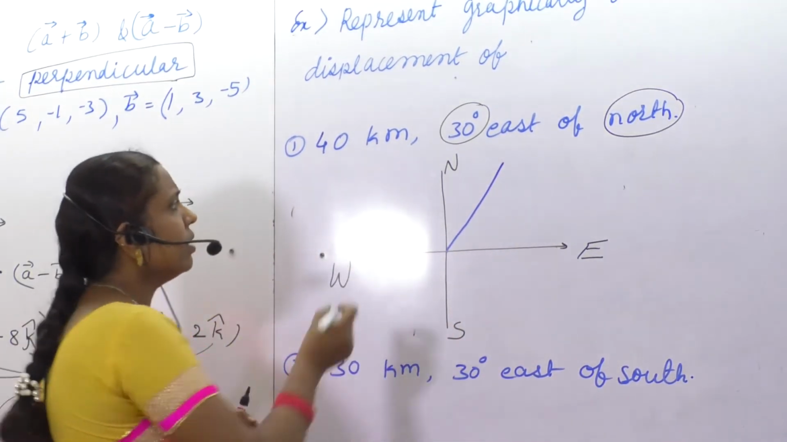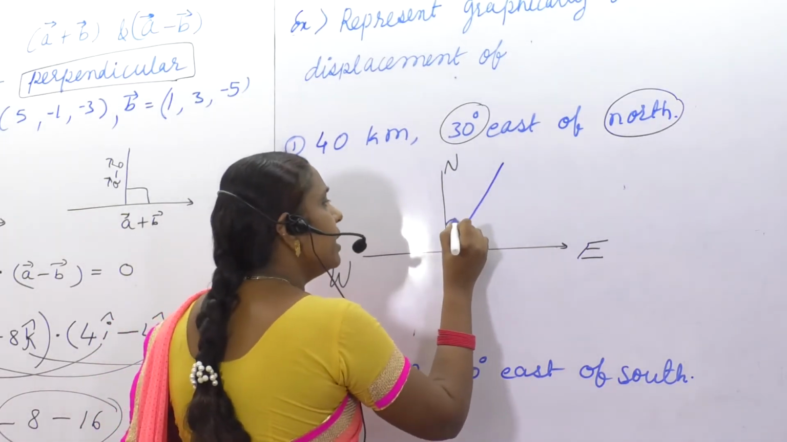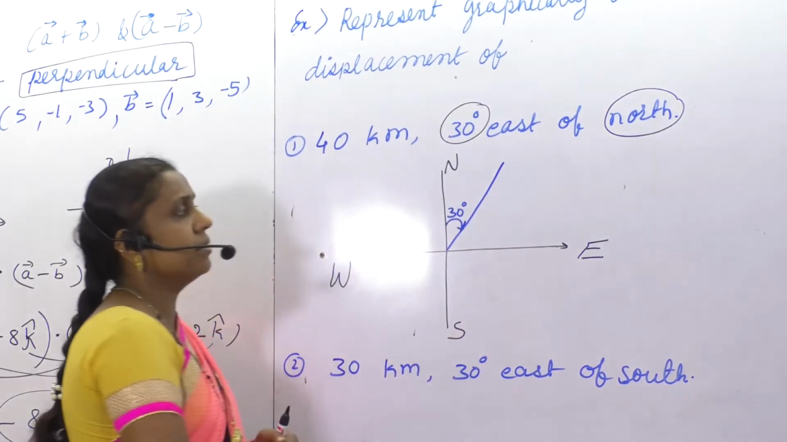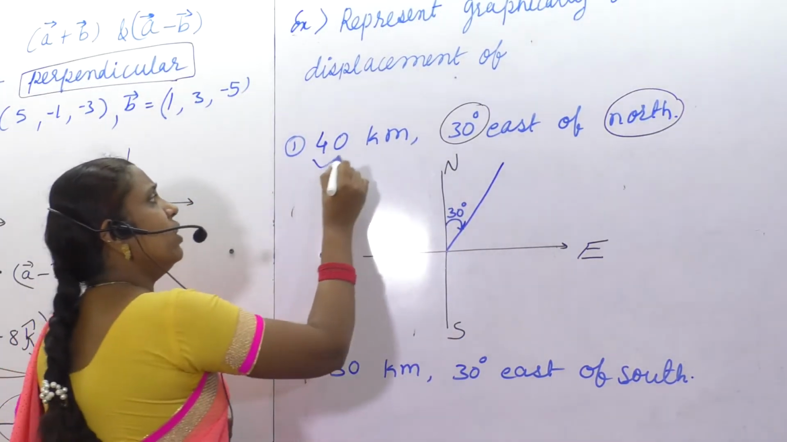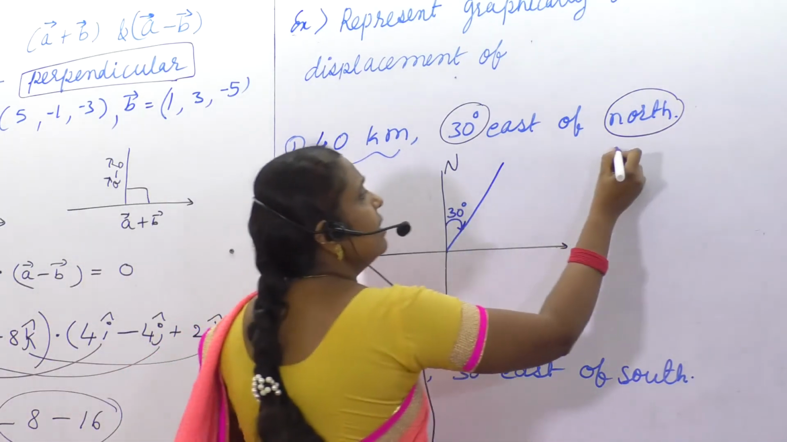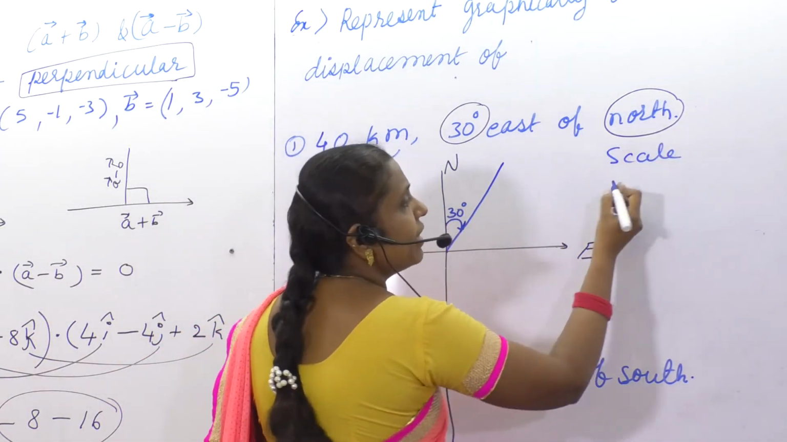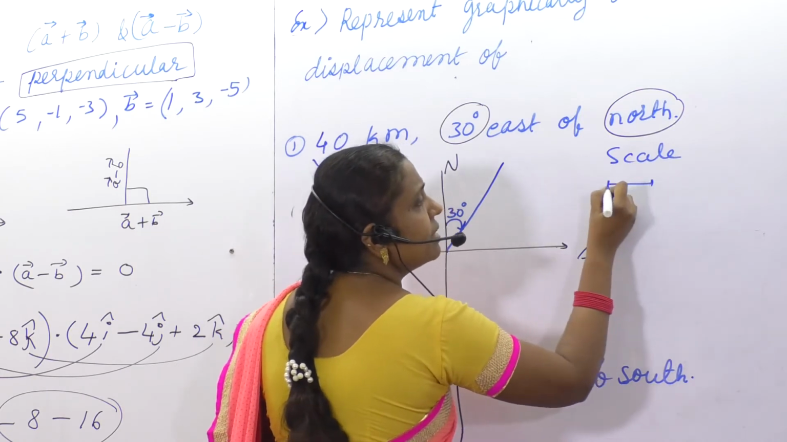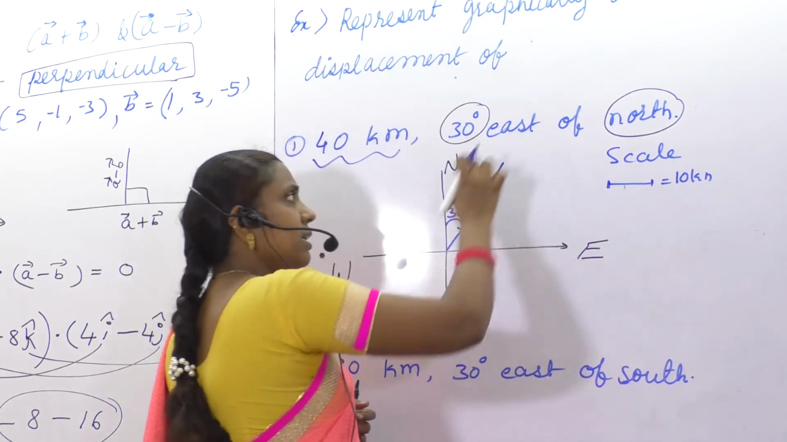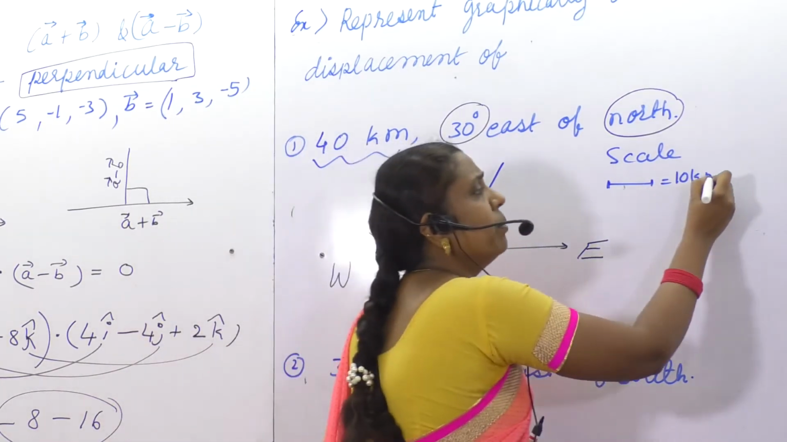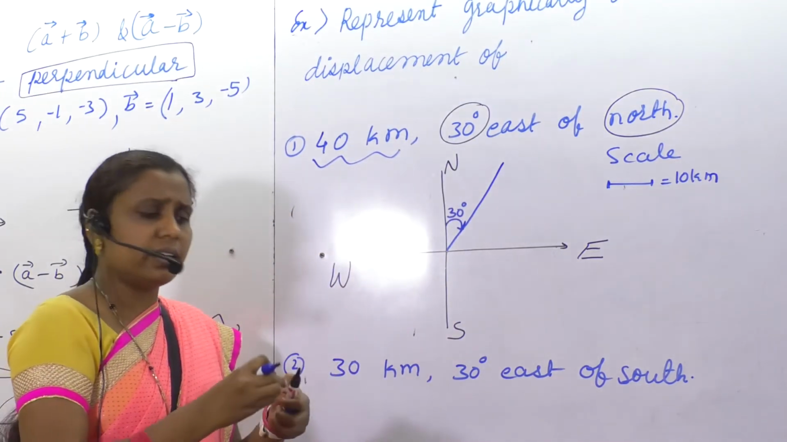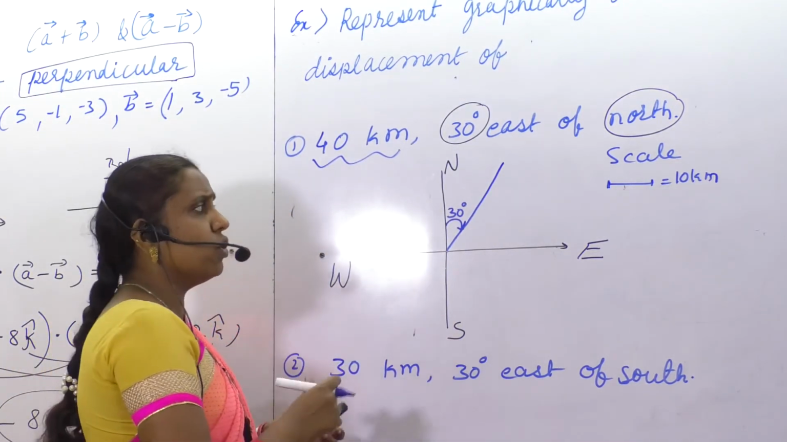Okay. North to east. Let me give the direction. North to east, 30°, and 40 kilometers. How can you mention this? Using the scale. Scale means how we are going to write it; we just mark like this. This is 10 kilometers. This much distance on the line gives 10 kilometers. So this is our reading. You can take the reading according to your convenience, no issues.